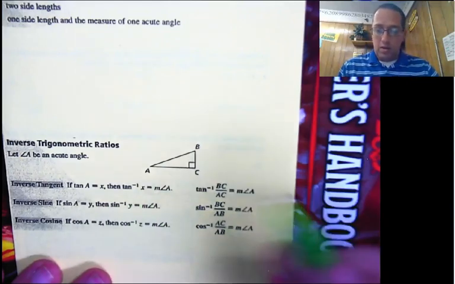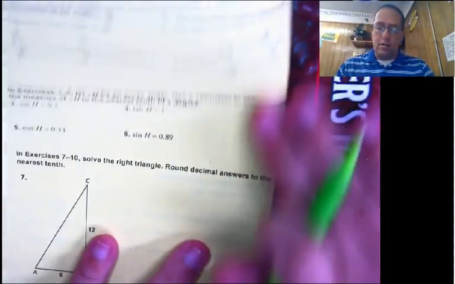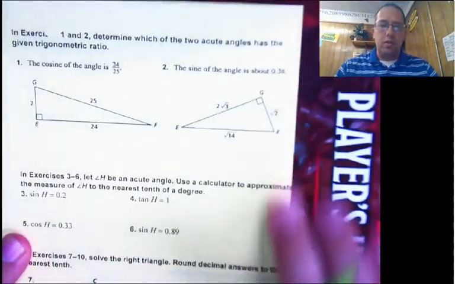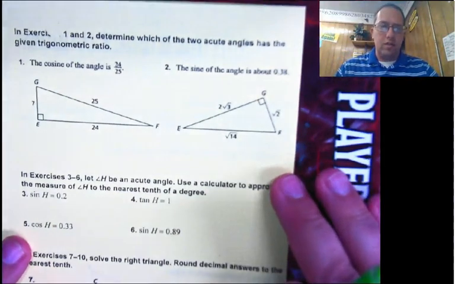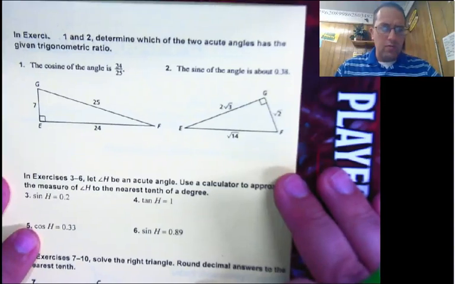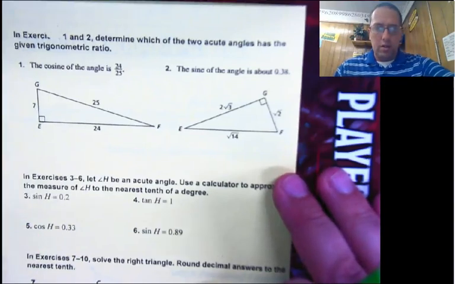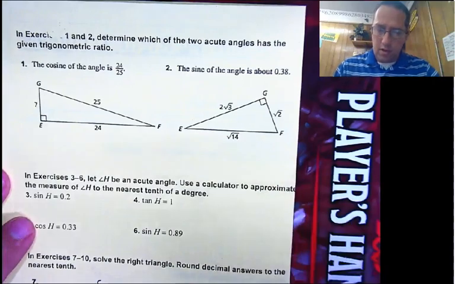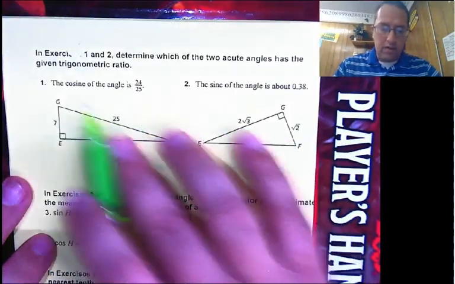All right. So let's take a look at this. It'll make more sense as we do some of these. We've got some sample problems here. First, determine which of the two acute angles has the given trigonometric ratio. On number one, we have the cosine of some angle is 24/25. So 24/25 is the cosine.